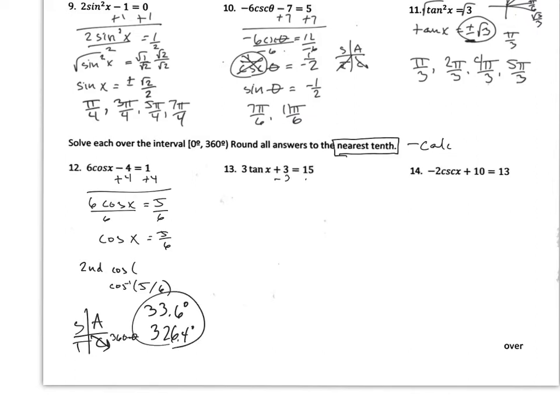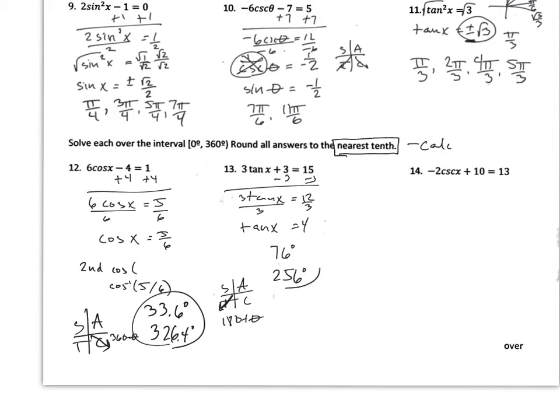So let's get this one set up. 3 tangent of x equals 12. And now the tangent of x equals 4. So the process is the same. Second tangent 4, and you'll get 76 degrees. And now we have to go, okay, well, where else is the tangent positive? Well, right here. In that quadrant, we do 180 plus your angle. So 76 plus 180 is 256 degrees.